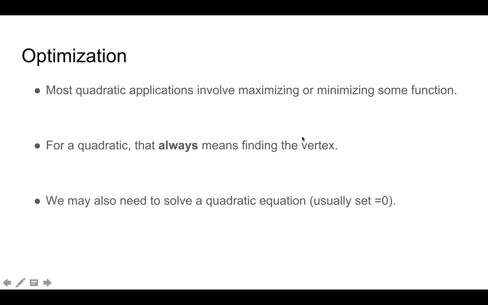Finding a maximum or minimum always means find the vertex. And hey, it's a good thing we know how to find the vertex of a quadratic. Now, a lot of times you'll have to do more work than that. You'll have to set the function equal to 0, find some x-intercepts, maybe some y-intercepts. But at some point, you're going to be finding a vertex, pretty much every time.